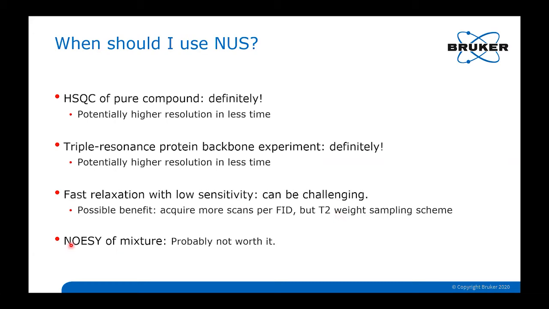And then again, to reiterate, if we have a mixture with a lot of varying concentration species, or if we're talking about a NOESY where we have a huge dynamic range between the peaks we're trying to see of interest and the diagonal, then NUS is probably not a good candidate.